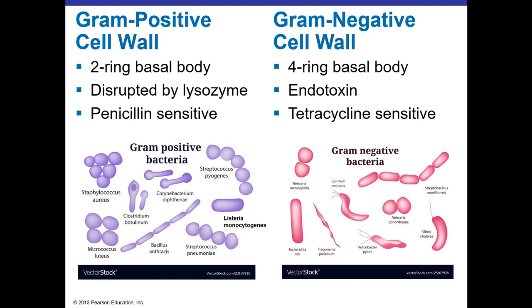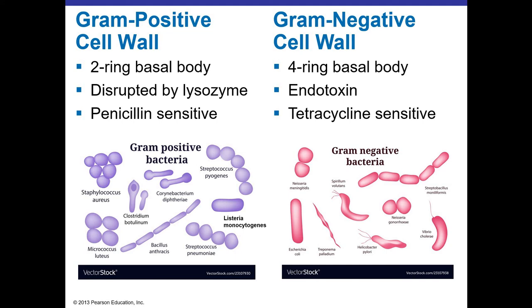Below, we also see some gram-positive bacteria and gram-negative bacteria that you may recognize. So gram-positive bacteria, Staphylococcus aureus, Clostridium botulinum, causative agent of anthrax, Bacillus anthracis, Streptococcus pyogenes, causative agent of strep throat, just to name a few. The gram-negatives are E. coli.